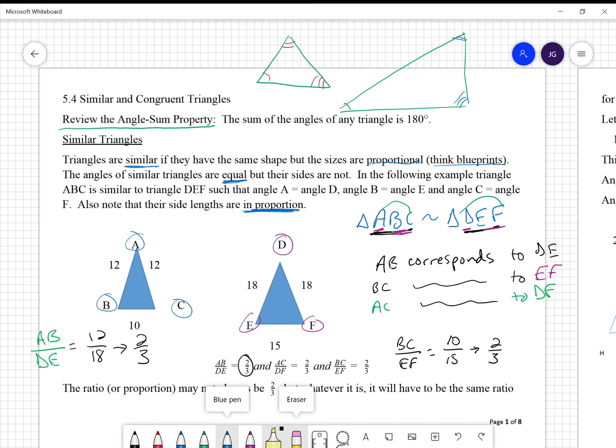Okay. So this fraction, this ratio, is the same for every set of corresponding sides. Highlight 2/3, 2/3. It might not always be 2/3, but whatever it is, it has to be the same ratio for the corresponding sides.